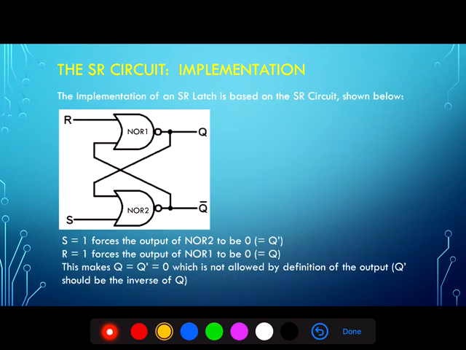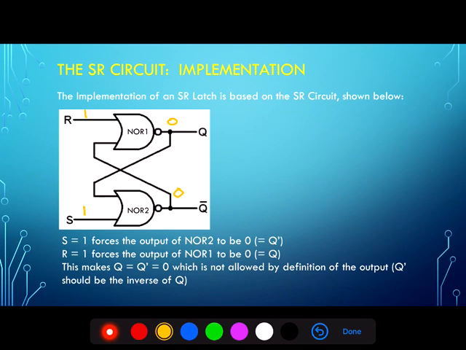Finally, let's look at what's going on with S equal to 1 and R equal to 1. When these are both equal to 1, we know that the output of the NOR gates are both forced to 0, because anytime there's at least one input to a NOR gate that's 1, the output will go to 0. This makes both Q and Q naught equal to 0, which is certainly possible, but it violates our intended design of this circuit for Q naught to be the inverse of Q. And that's why we say SR equal to 1, 1 is not allowed.